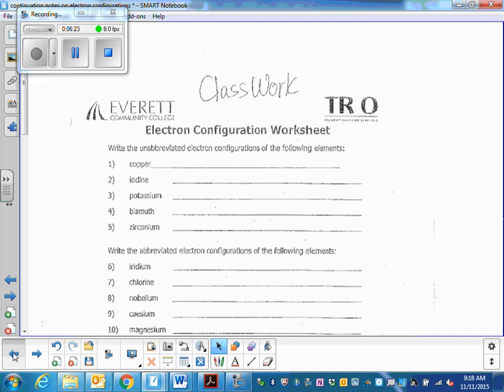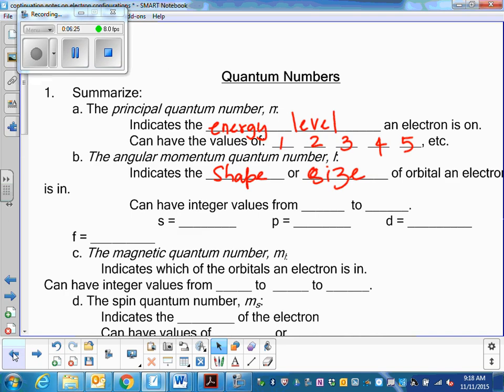Now, let's go back to our page. So L can have integer values from 0 to n minus 1, right? And then for an s orbital, what is the value of L? 0. L equals 0 for an s orbital. If it's a p orbital, what is the value of L?